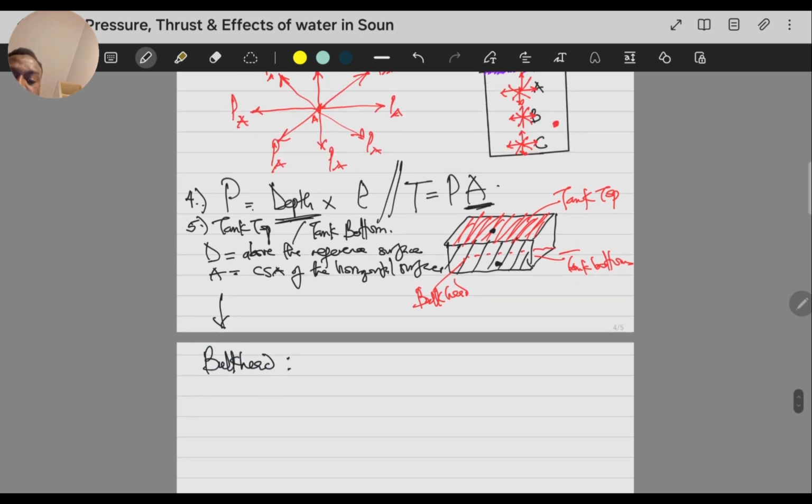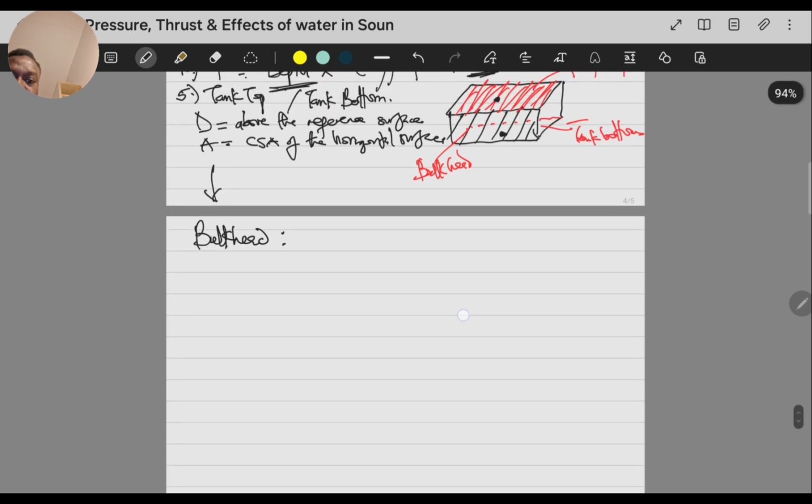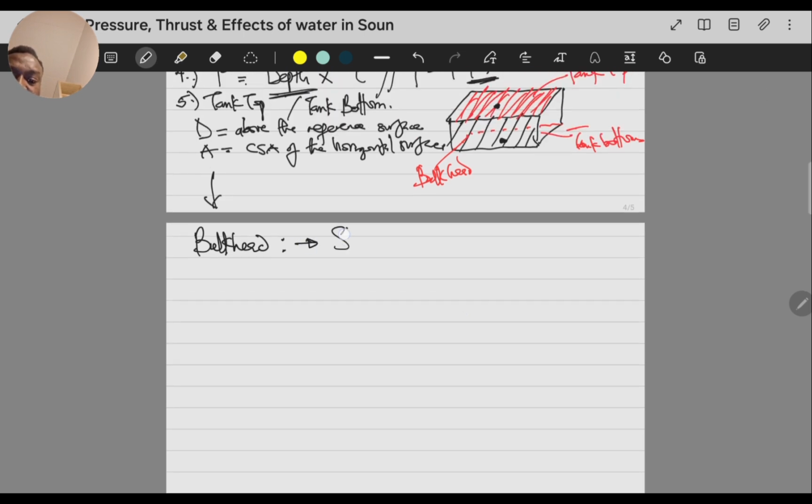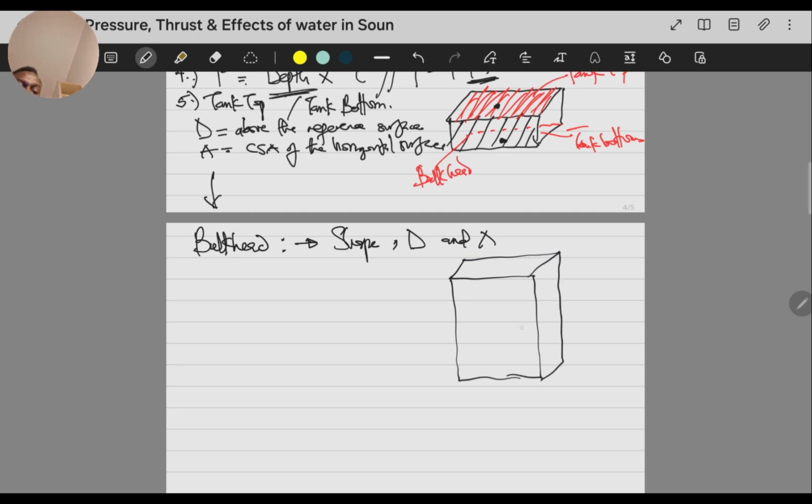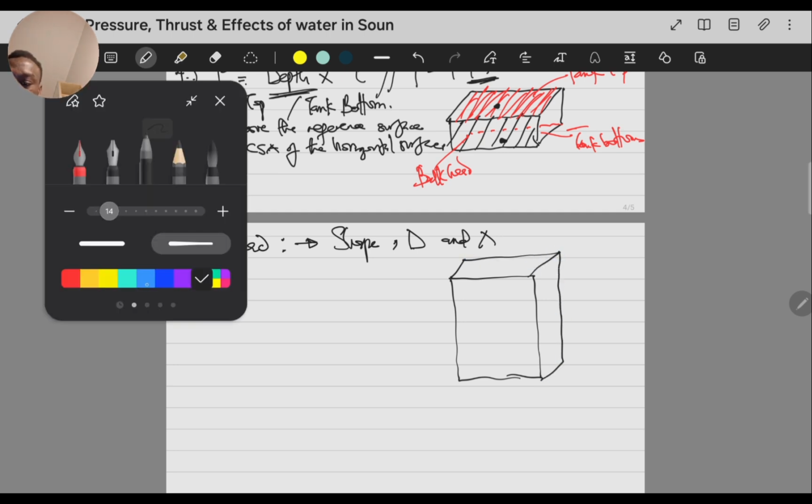So for a bulkhead, the bulkhead depends on the shape to determine our D and A. So what does that mean? Now, if we have a water column, and we are asked to find... let's use something else. Let's use something like that, a 3D. So we consider this as our bulkhead.